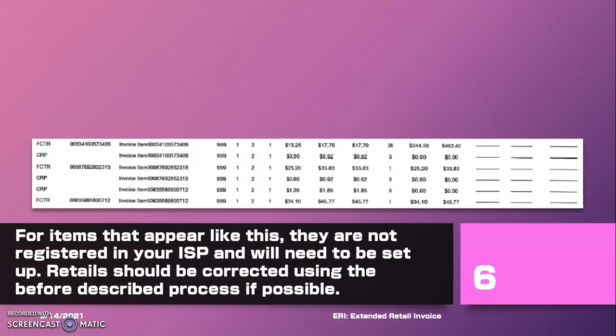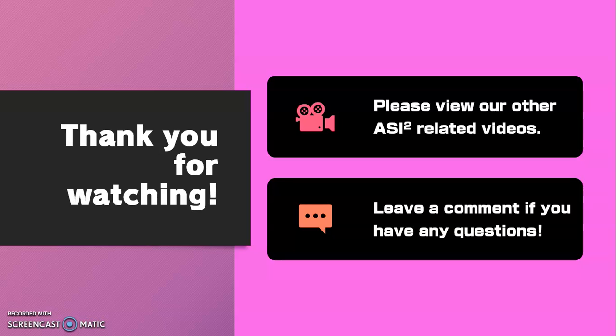So, ideally what you would do is you would go find these items on your invoice, you would put them into the system, make any corrections that need to be made. And that's the ERI for you.